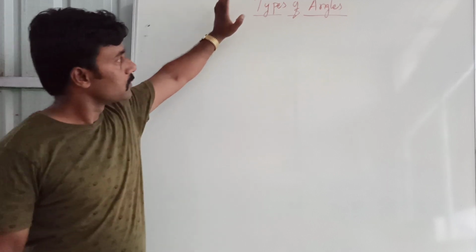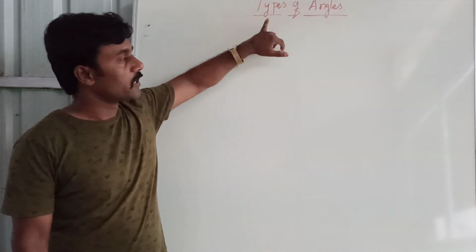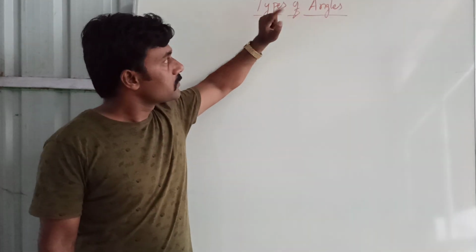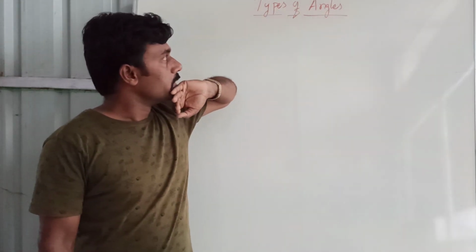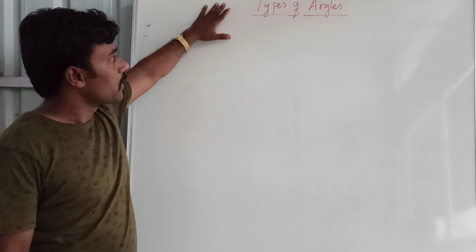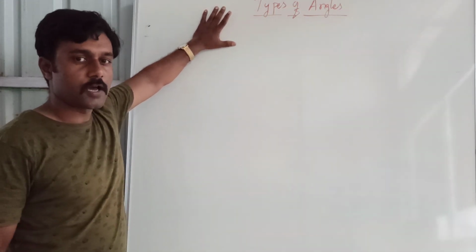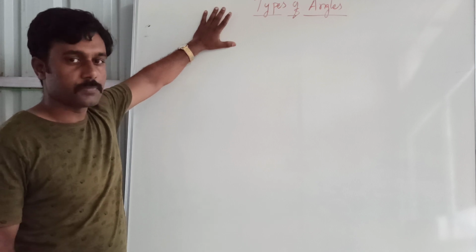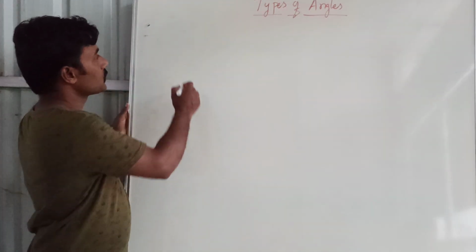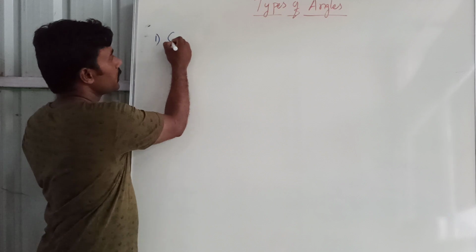In this class, we are going to discuss the types of angles. The angles are again classified into different types. They are complementary angles, supplementary angles, adjacent angles, and linear pair. The first one is complementary angles.